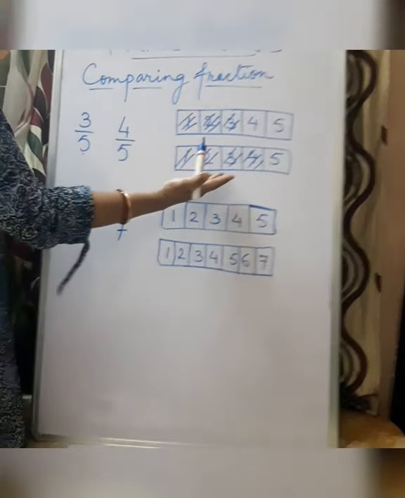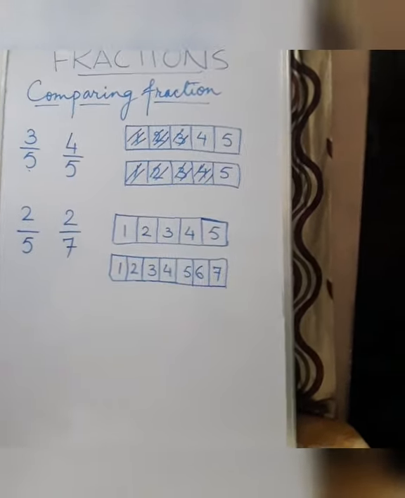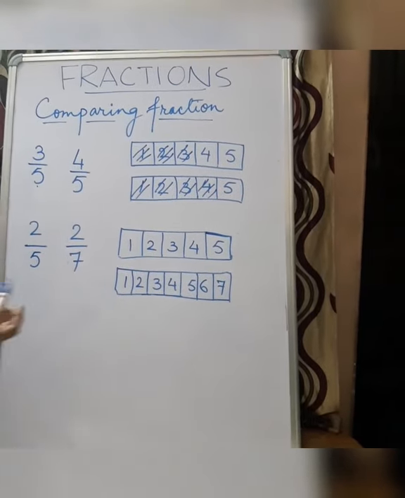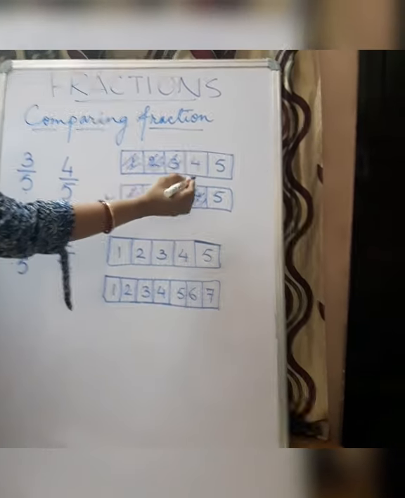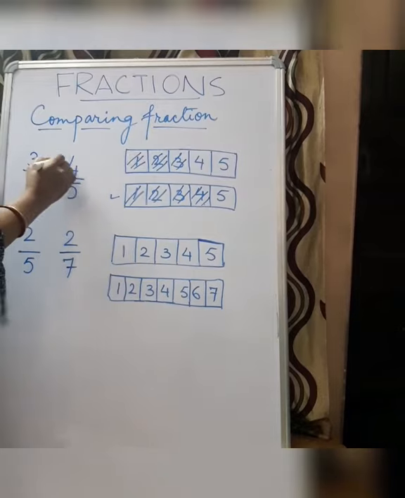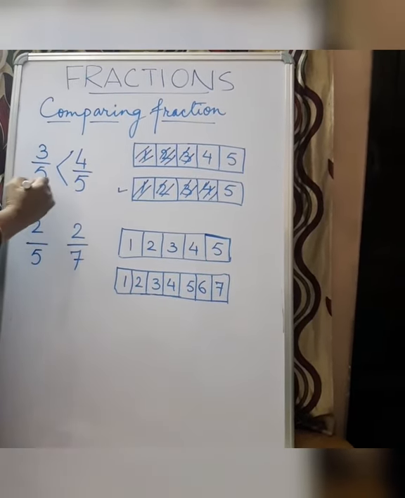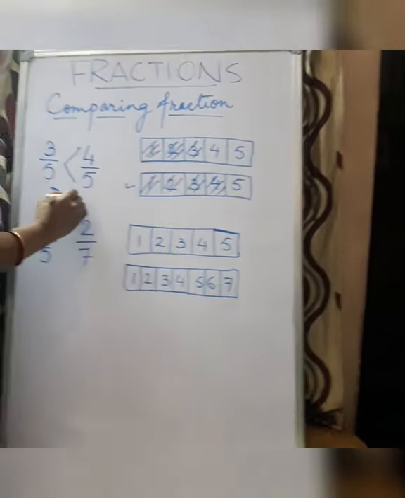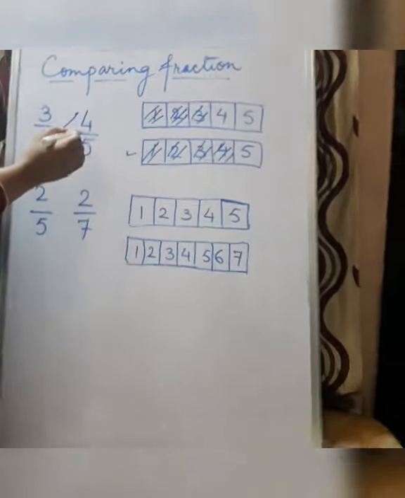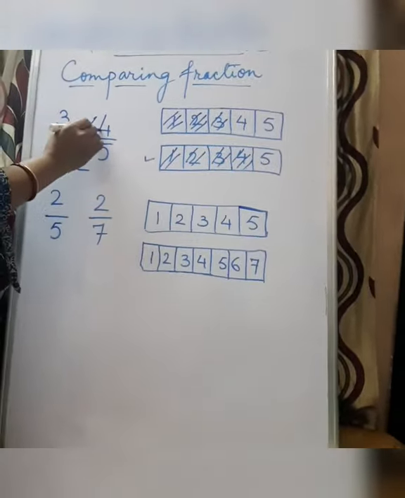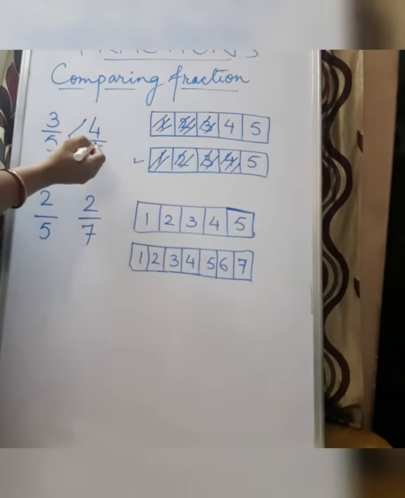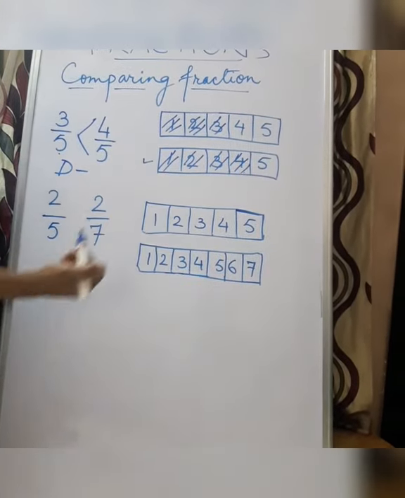So from which chocolate am I getting more share? From this one. That means 4 by 5 is greater. So when the denominators are the same, that means the fractions are like fractions, where the numerator is more, that fraction will be bigger. Here you can see.